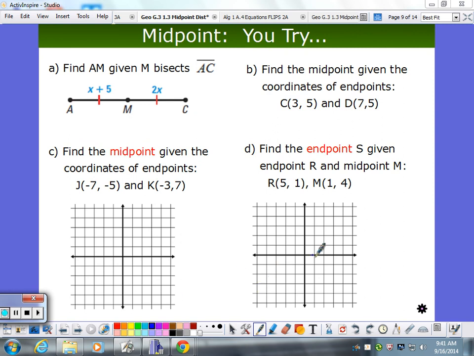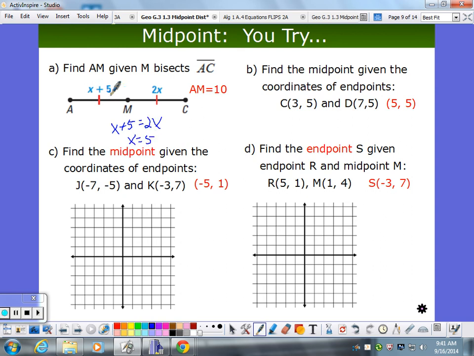Let's take a look at, again, everybody may not be done at this point, but let's see how you did so far. So for the first one, did we get the length of AM to be 10? X plus 5 equals 2X? Right, did we not get 10? Do real quick, X plus 5 equals 2X because they're the same thing. So X equals 5. Plug it in, 5 plus 5 is 10. 2 times 5 is 10, that's good. And they just want AM.